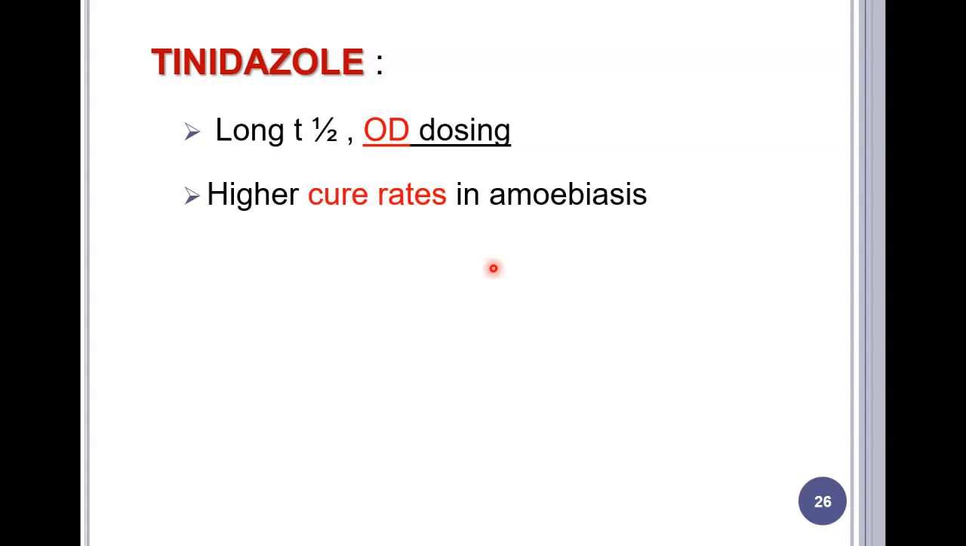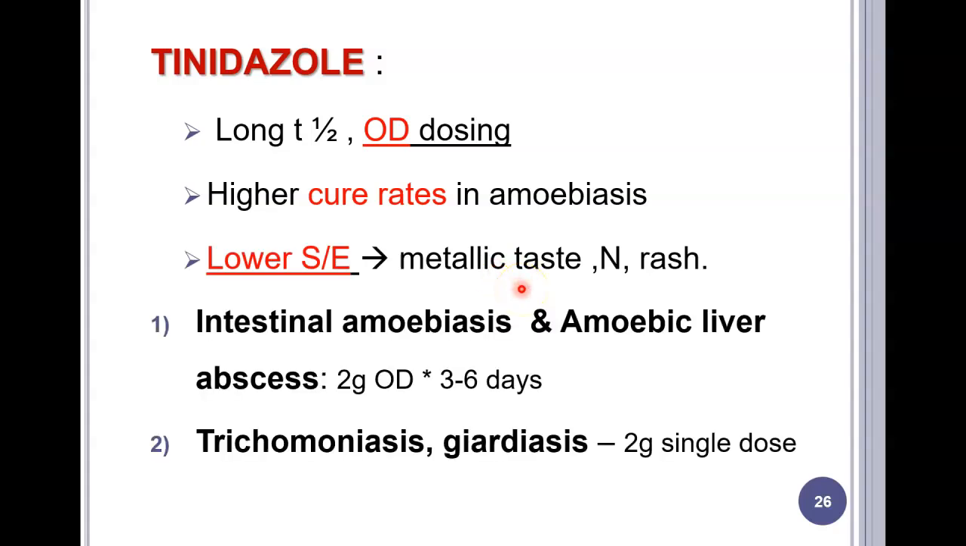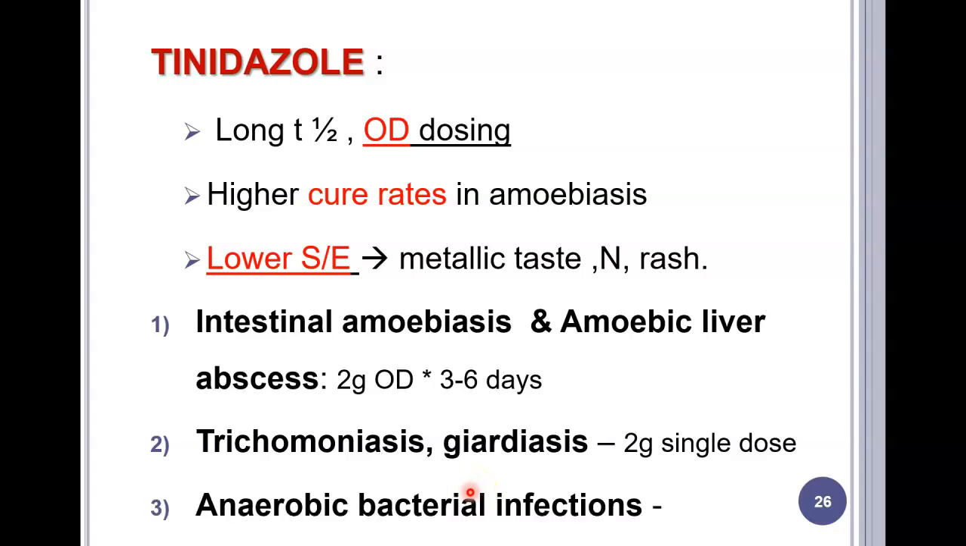Coming to the congeners of metronidazole, first is tinidazole. It has a long half-life, so it is effective even if it is given once daily. It has been found to produce higher cure rates in amoebiasis and lower side effects like metallic taste, nausea and rash. It is given for intestinal amoebiasis and amoebic liver abscess at a dose of 2 gram once daily for 3 to 6 days. For trichomoniasis and giardiasis, a 2 gram single dose is effective.